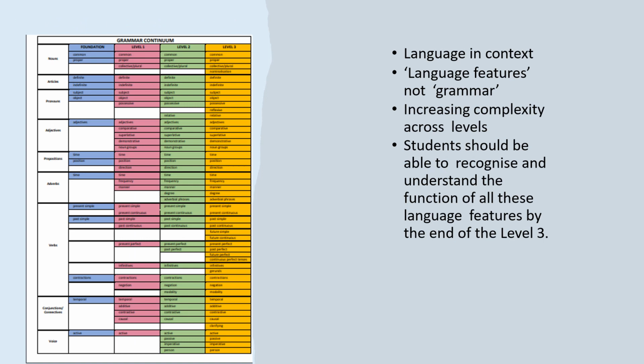This is a grammar continuum, which is also used by teachers in the intensive English centres. It's really helpful because it looks at language in context, thinking about language features, not just grammar specifically. There's increasing complexity across the levels from foundation up to level 3. And hopefully, ideally, students should be able to recognise and understand the function of all these language features by the end of level 3.